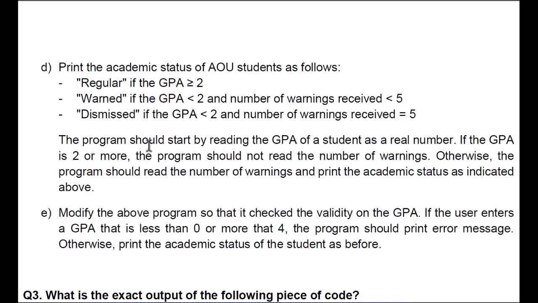So the program should start by reading the GPA as a real number. Then test if GPA is 2 or more. There are no warnings, so the program should not read the number of warnings. Otherwise, if it's not 2 or more, read the number of warnings and provide the coding. So you have a nested if, but this if is nested with other code, other program. So let me do this example, and then I will modify it to example 4.